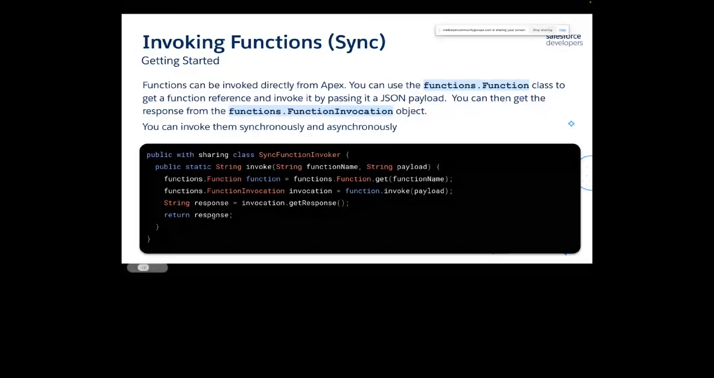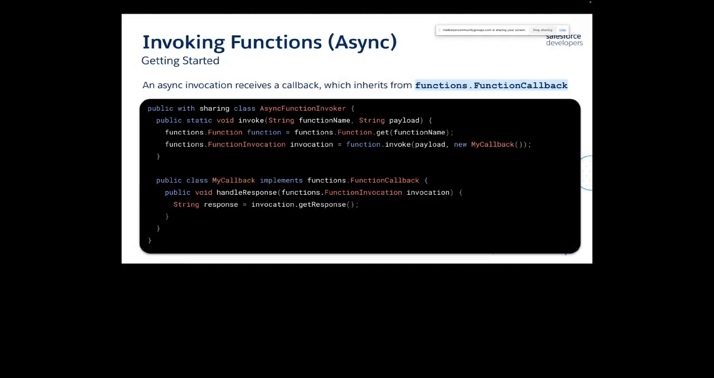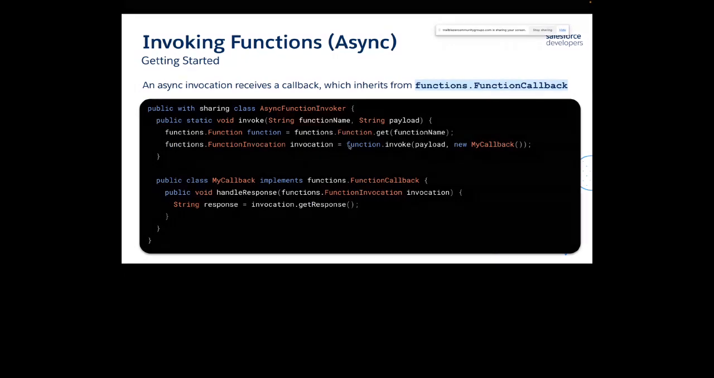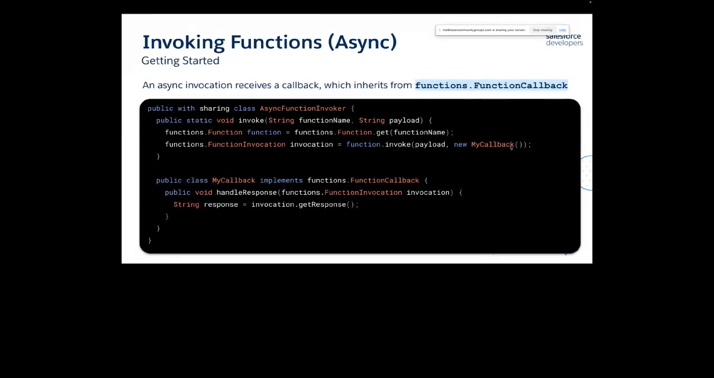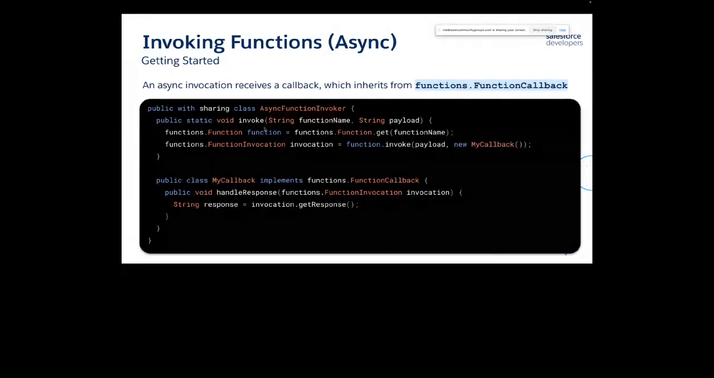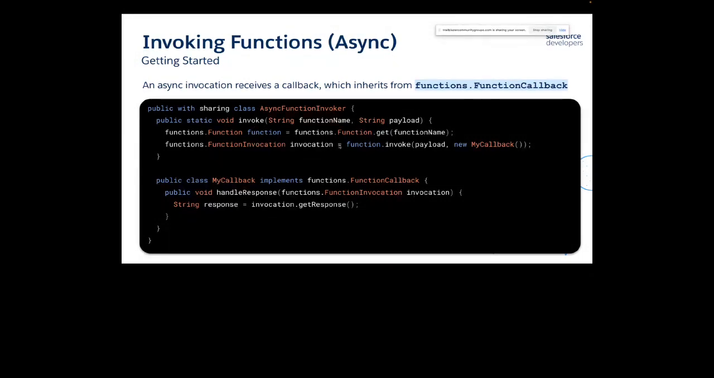Now, what if the function takes about 15 minutes to run? Your Apex obviously can't wait for that 15 minutes, so you need to invoke the function asynchronously. In here, it works almost the same way. The first thing is you get the function definition. And when invoking, other than passing the payload, you also pass a callback method that gets invoked when the function finishes running. These two statements execute synchronously, where your function is invoked.